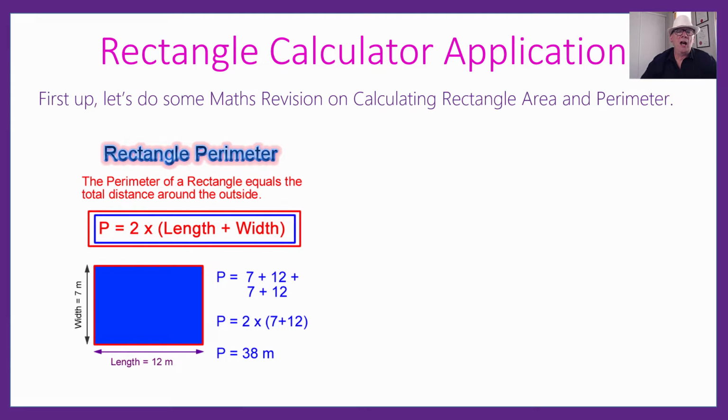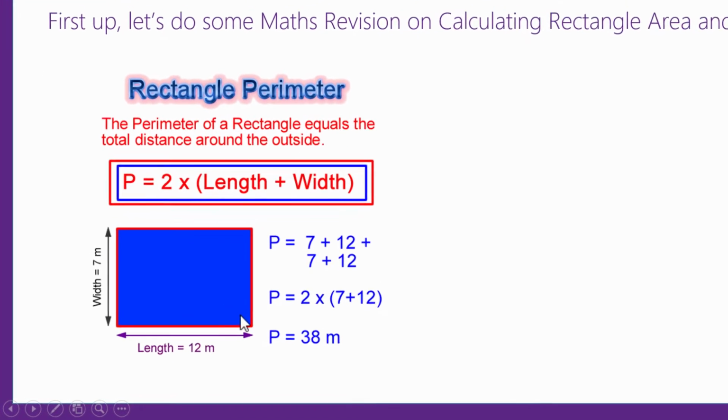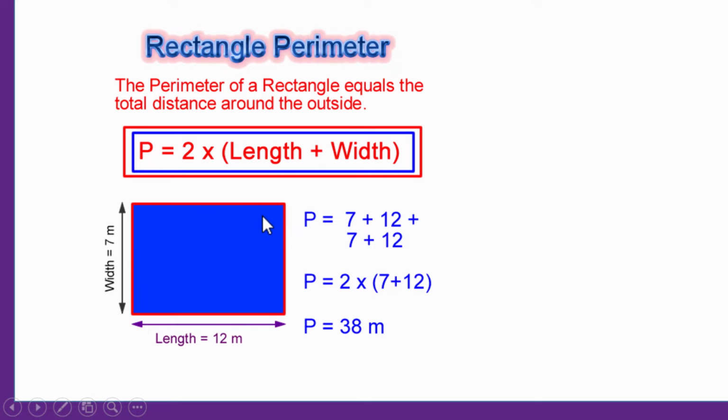Okay, so perimeter is just the total distance around the outside of this shape. So how long is that red line there, which is going around the outside of this shape? Well, it's 7 plus 12 is 19. And then over here, we've got another 7 plus 12 as well. So it's kind of two lots of 7 plus 12 is how long all that red would be around the outside here. So it's 2 times length plus width.